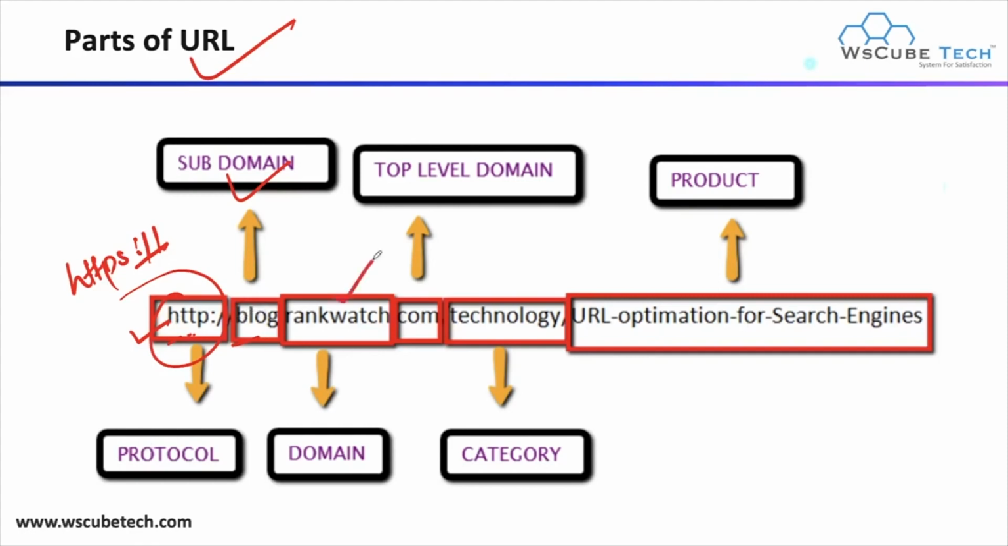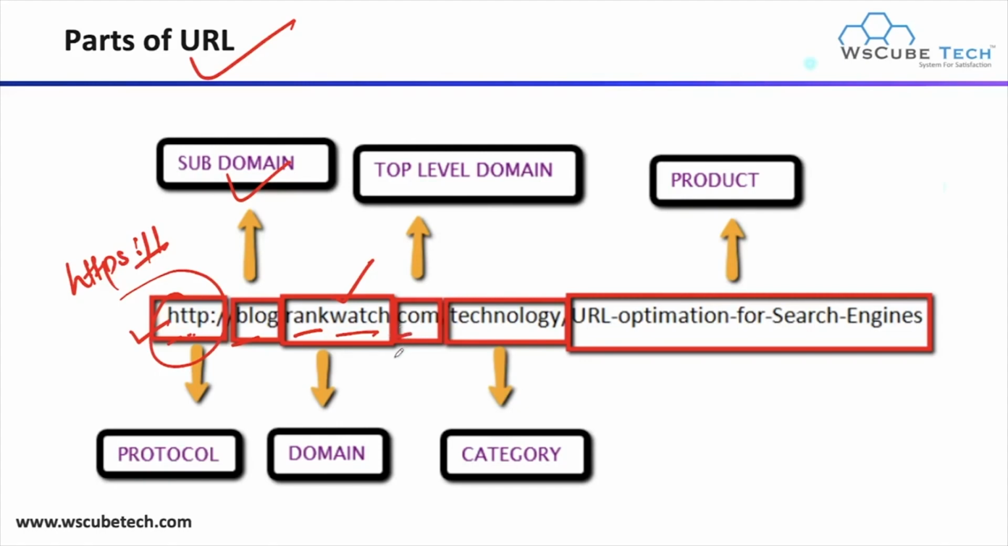Next we have domain name. Just like you have domain names Rank Watch or WsCube Tech, these are all your domains. It is the name of your website. Here you can see Rank Watch is the domain name, and it is recommended to choose a brand related domain instead of an exact match domain.